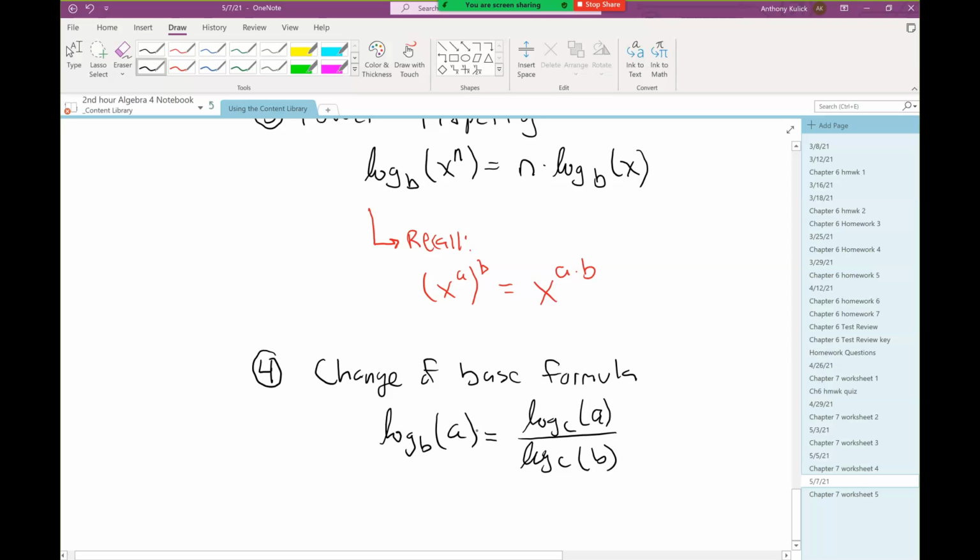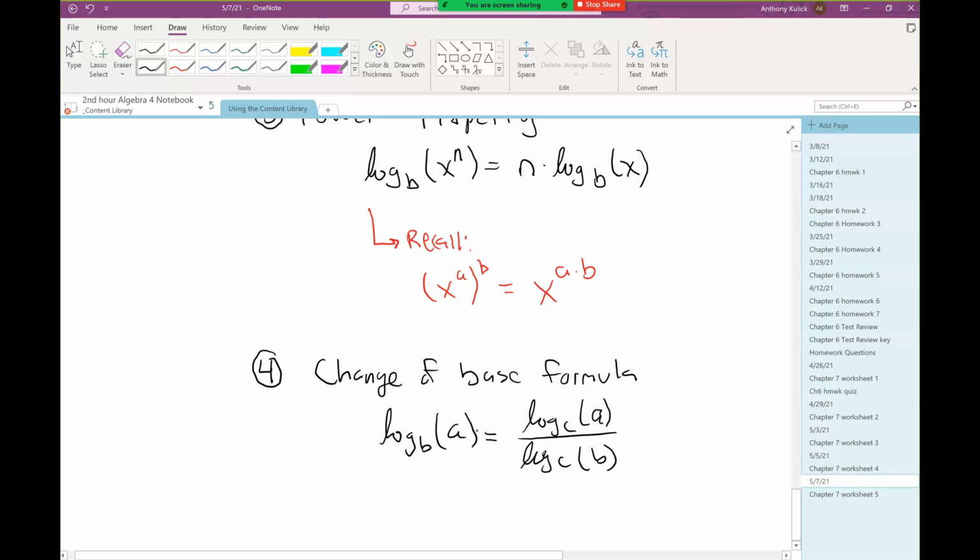So the change of base formula says log base b of a I can rewrite as the quotient of two logarithms of any base of my choice. I wrote that base as c, where you have log base c of a over log base c of b.